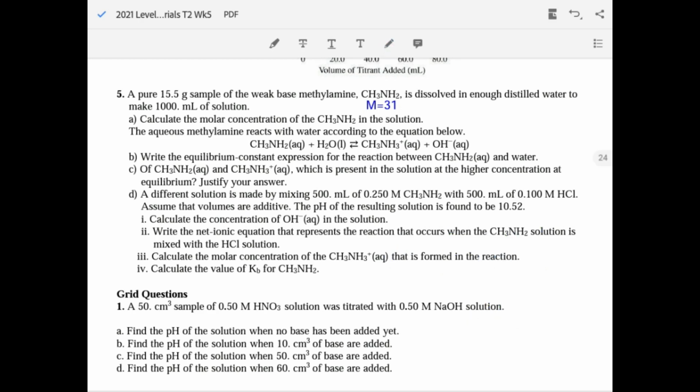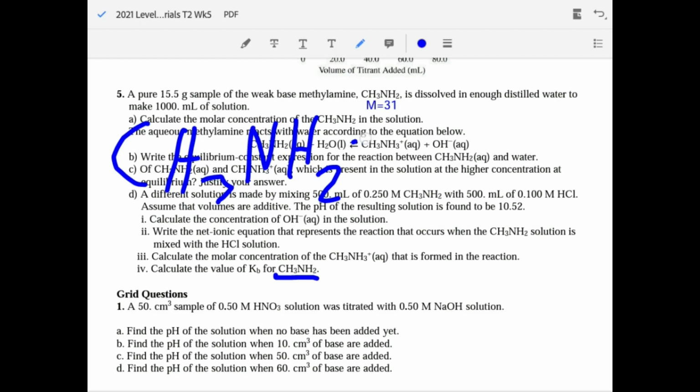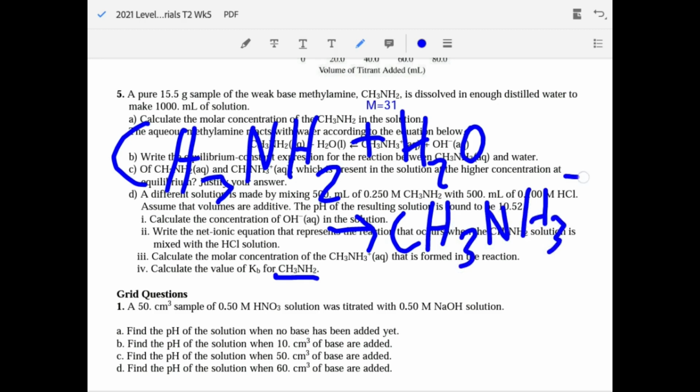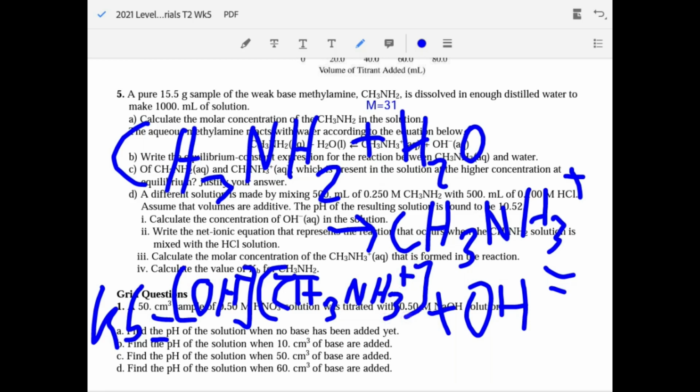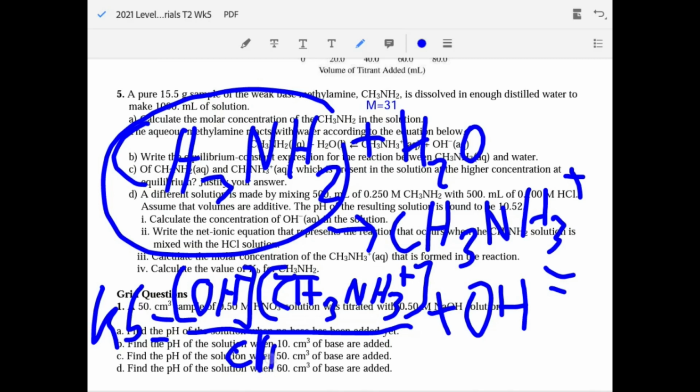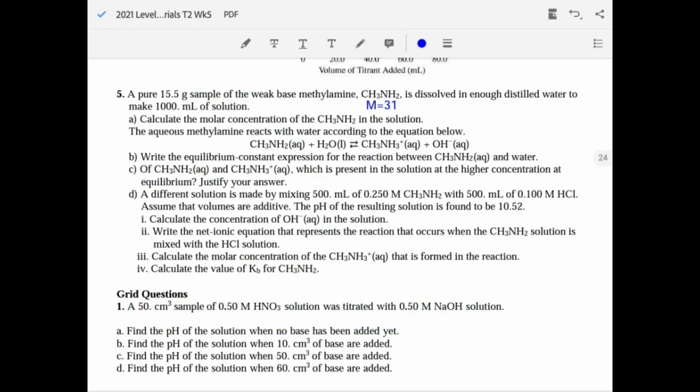Next one, value of Kb. Kb is the dissociation of this. So CH3NH2 plus H2O to give CH3NH3+ plus OH minus. This is Kb. It's this dissociating into its ions, or when it gets the H+. So to calculate the value, Kb is equal to OH minus times the products, CH3NH3+, over CH3NH2. Let me simplify that.